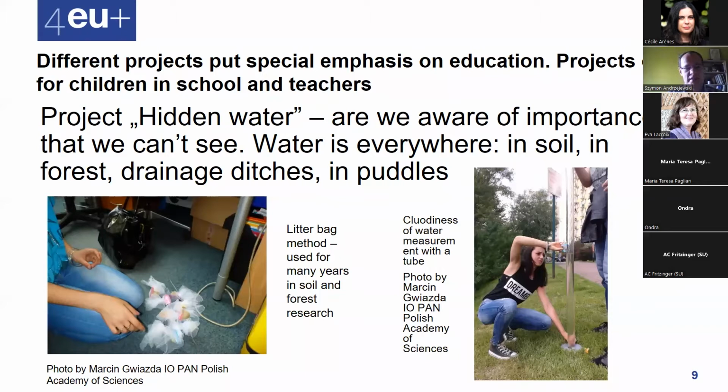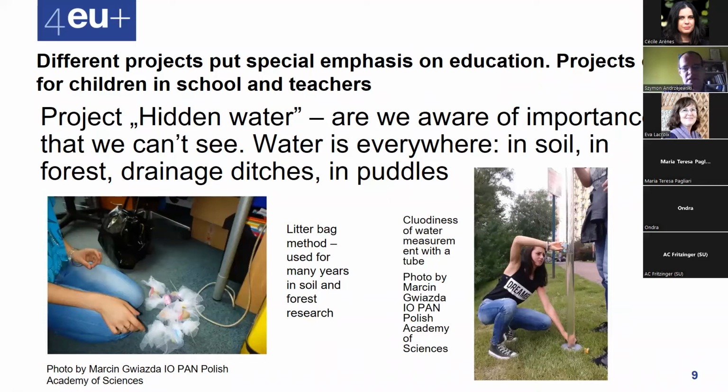For example, in another project made by the Institute of Oceanology of the Polish Academy of Sciences, the project Hidden Water, it was about finding what kind of water is still hidden under the ground. We are aware, of course, of water in soil, in our lakes, floating in rivers, but also in forests, in puddles. So in many places we can simply find water on the surface.